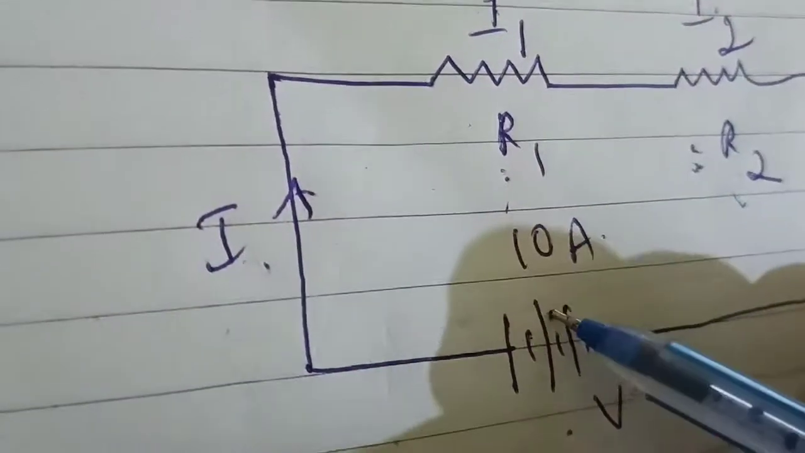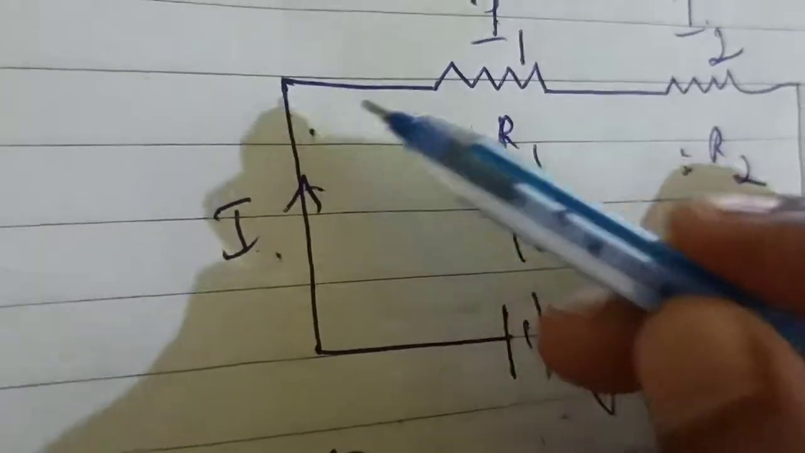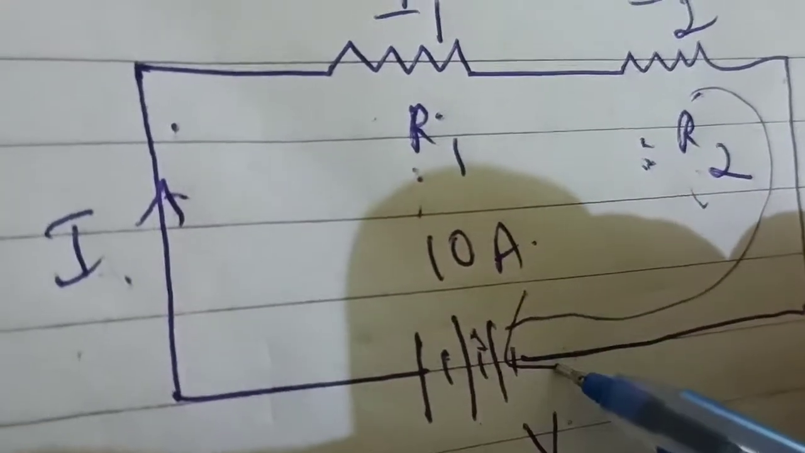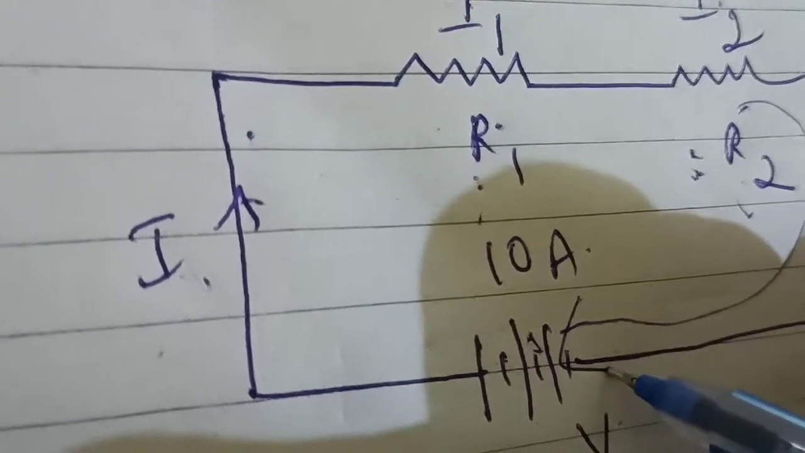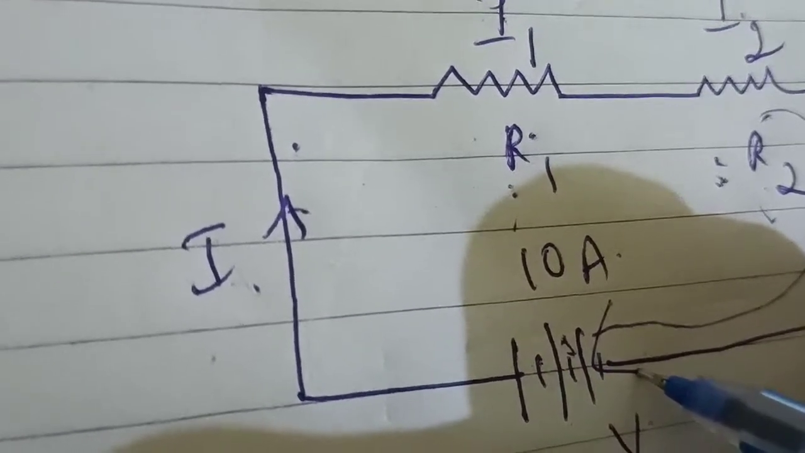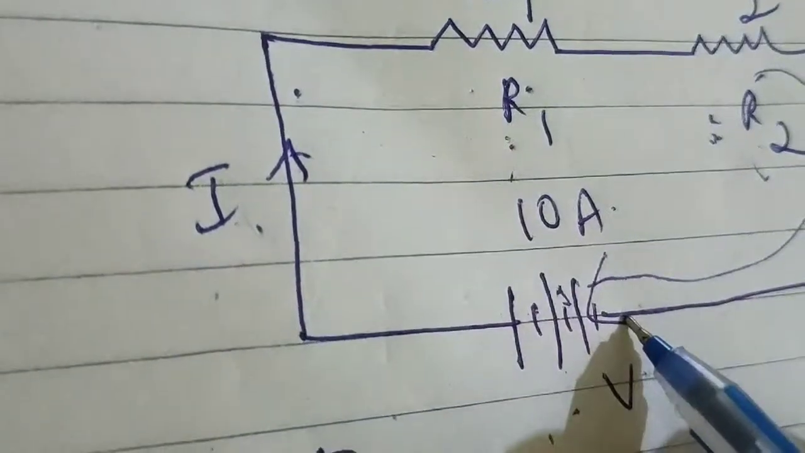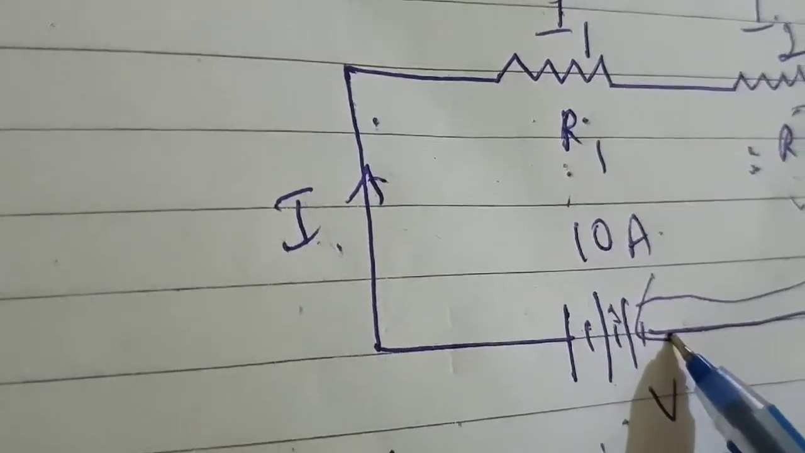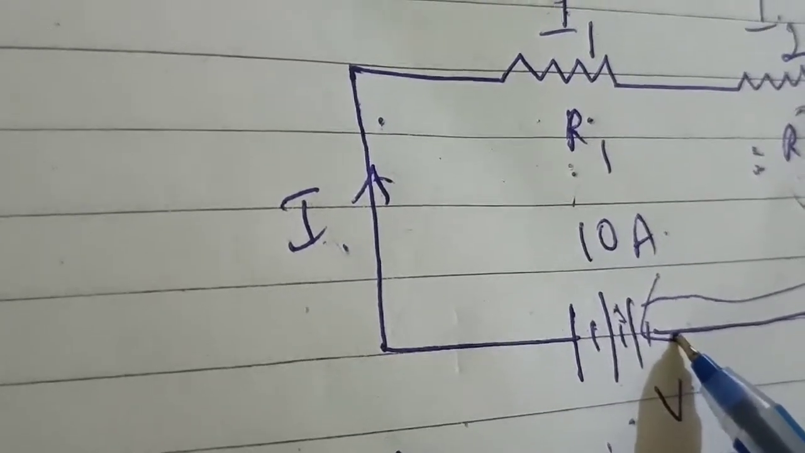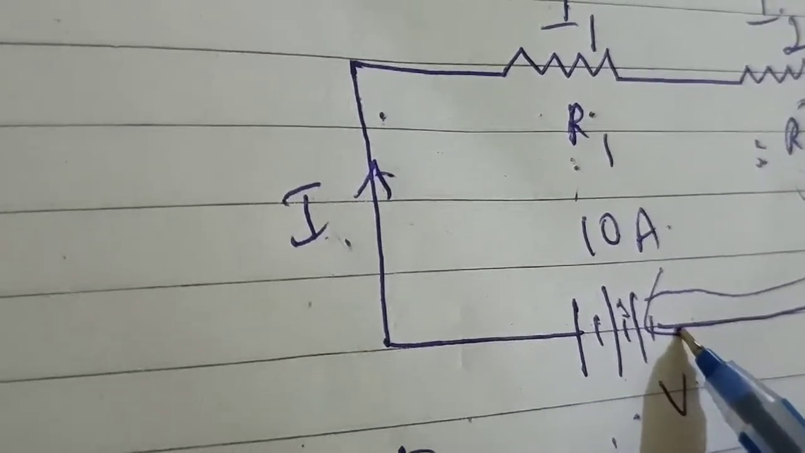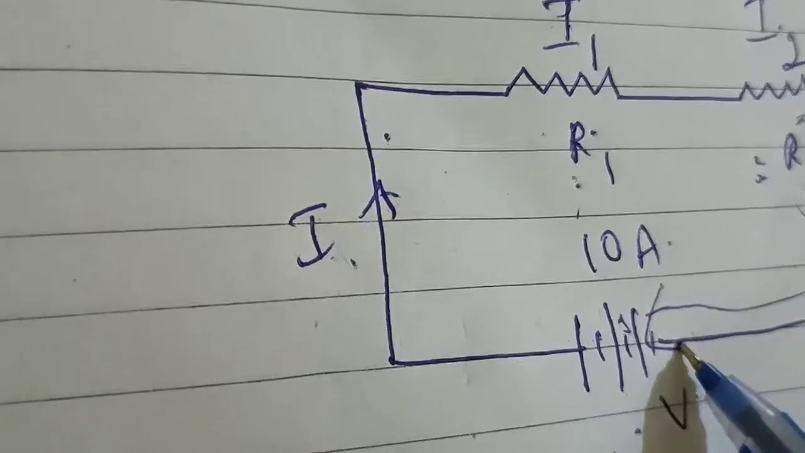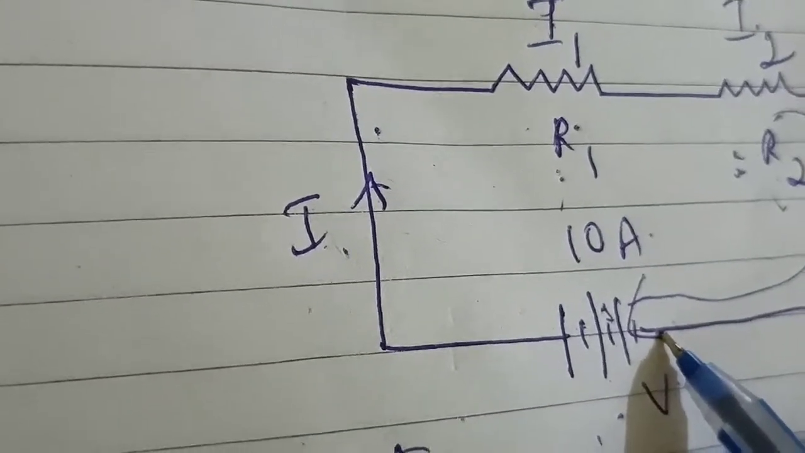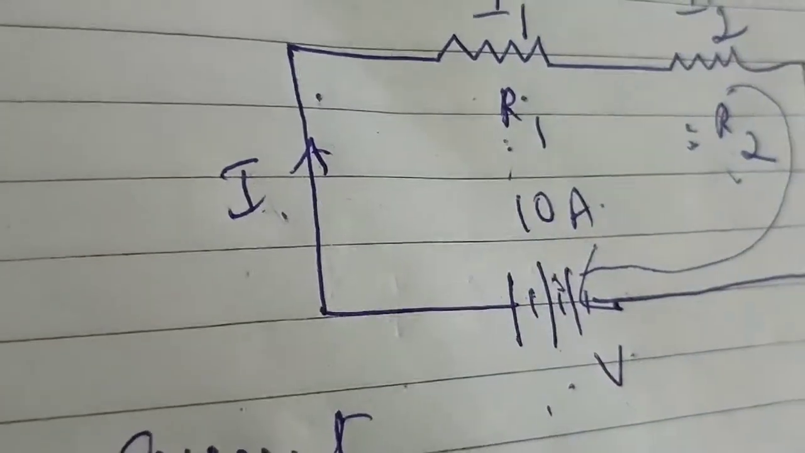If you consider here 10 ampere, the current flows, goes to the R1, again goes to the R2, again comes back to the battery. So this is what I spoke in the beginning. Okay, there are 3 bulbs connected in the series, and the question was, why does the brightness of the bulb reduce?